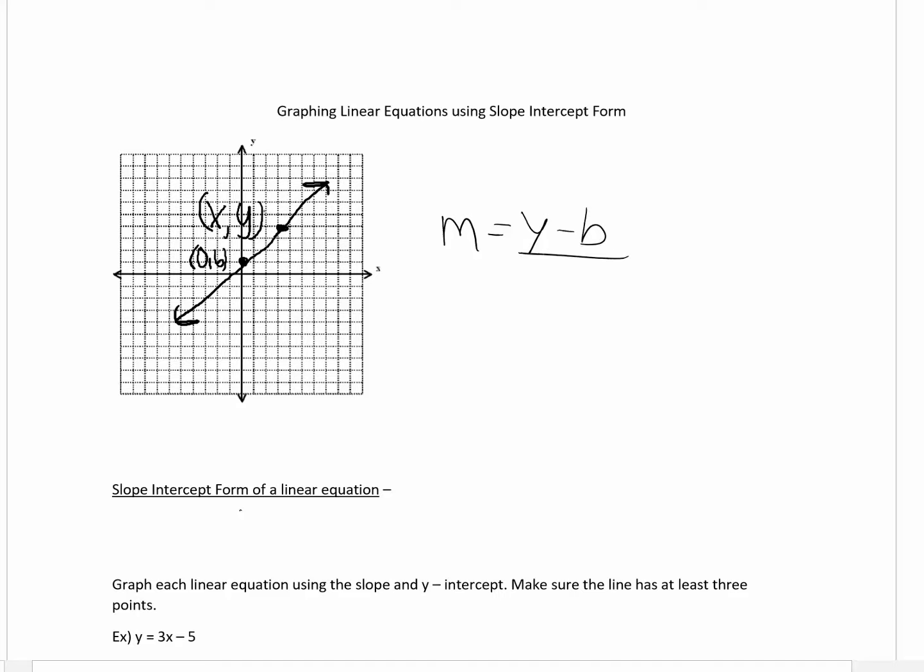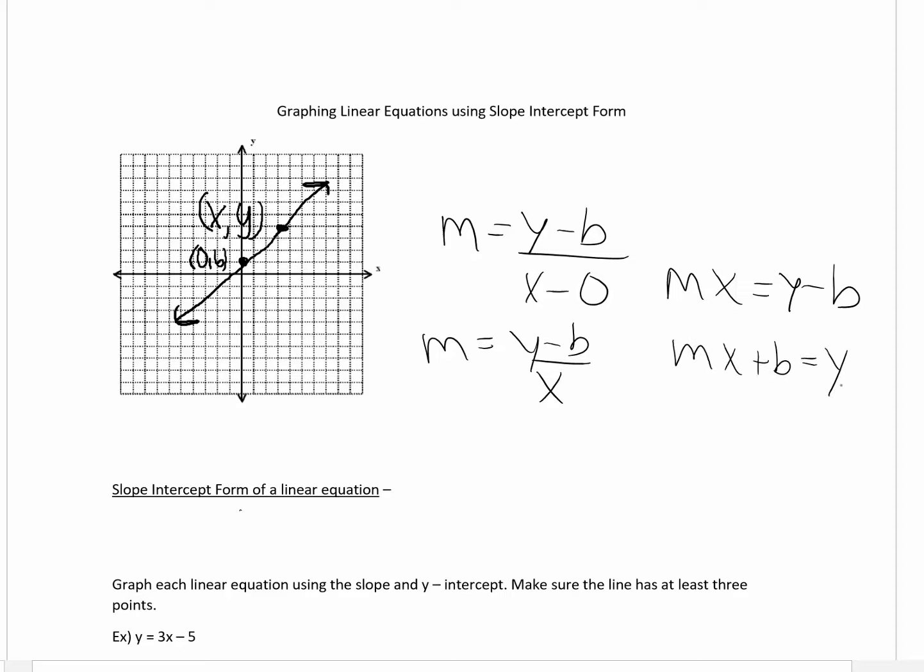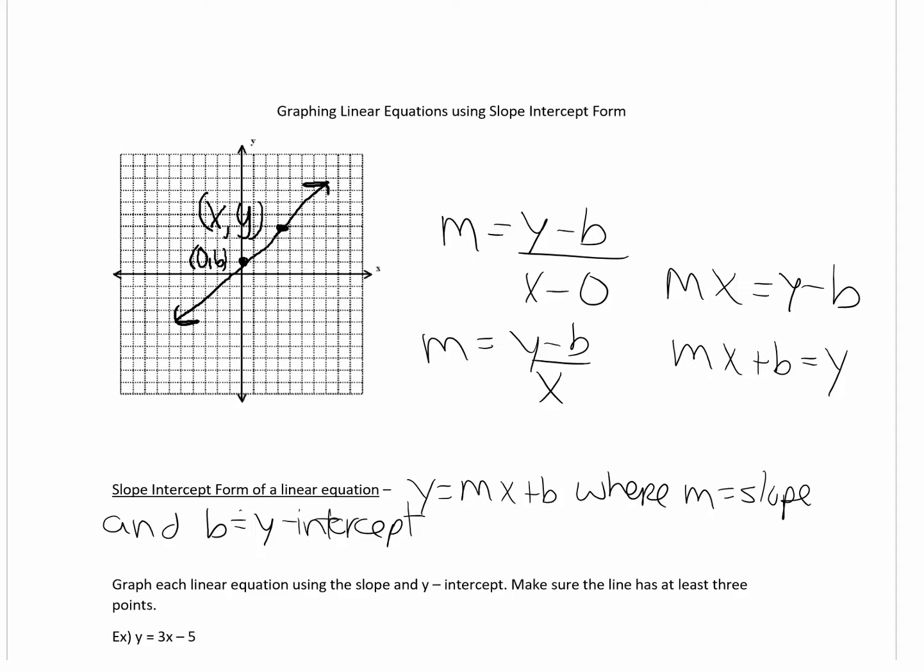So the change in y will be y minus b. The change in x, that's x minus 0. Well, we know x minus 0 is x. Multiply both sides of the equation by x. And if I want to solve for y, I'm going to add b to both sides. So when I solve the equation for y, this is what is referred to as slope-intercept form. So slope-intercept form of a linear equation is as follows: y equals mx plus b, where m is equal to the slope, and b is equal to the y-intercept.